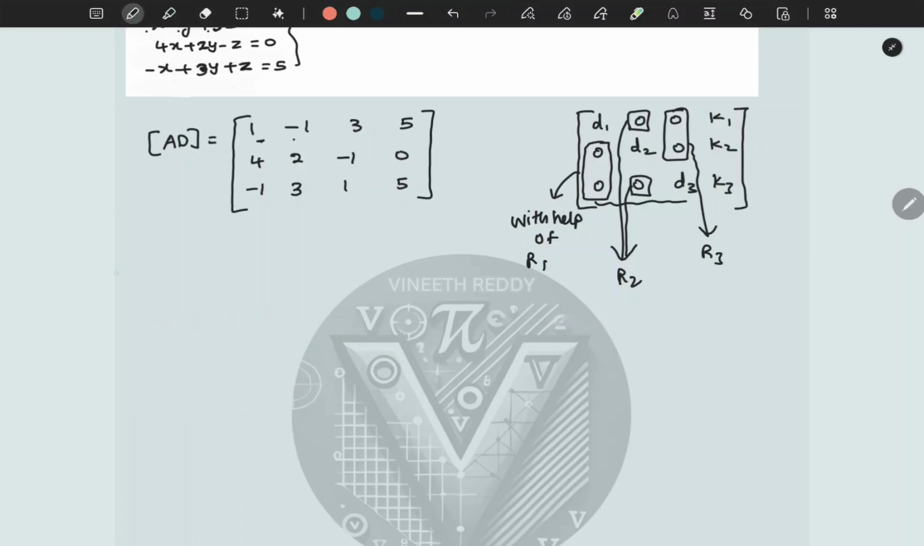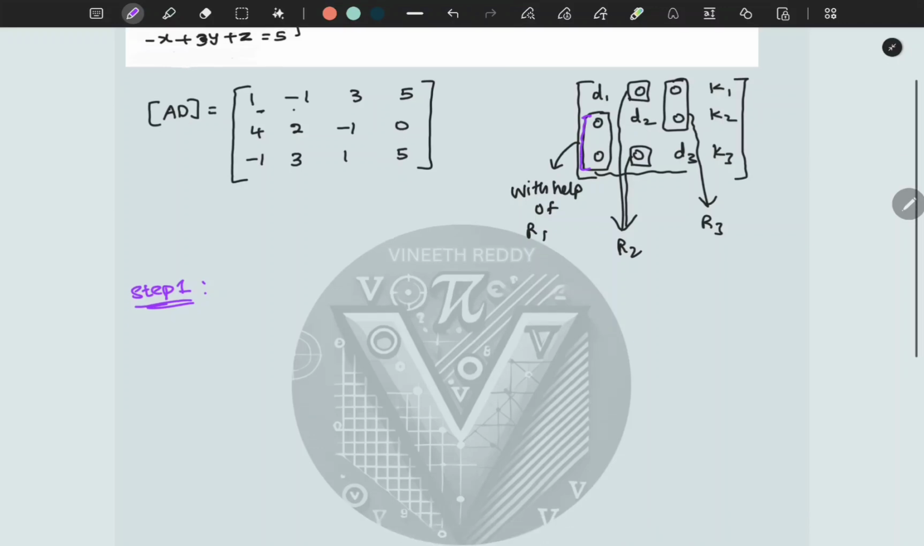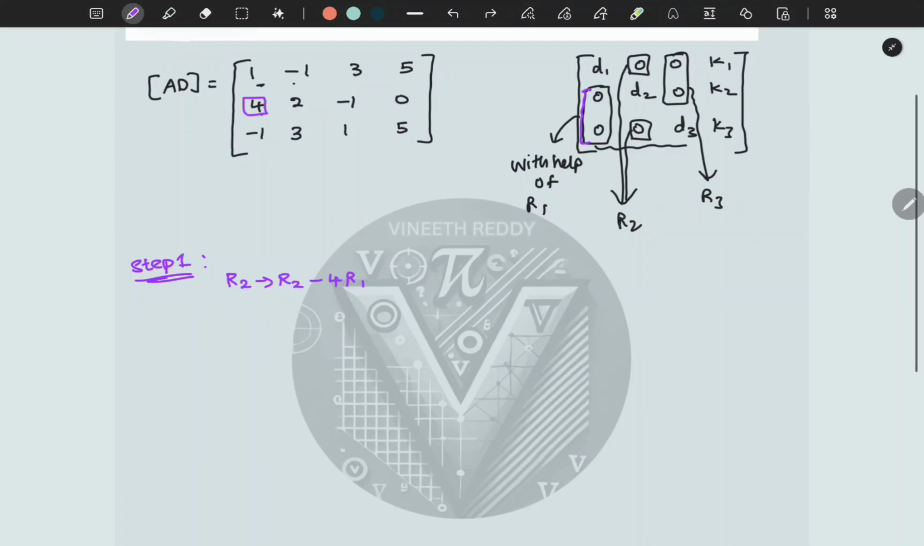Now remember one thing, in step 1, let me write step 1, we will be making these two elements 0 with the help of row 1. So now I have to make this element 0. How do I make that? I am applying an operation on row 2. So row 2 implies row 2 minus, now 4 minus 4 is 0. So I have to multiply row 1 with 4 and then subtract that from row 2. What if I had 2 here? I will do row 2 minus 2 row 1, because 4 minus 2 into 2 is 4, 4 minus 4 is 0. So I hope you understood.